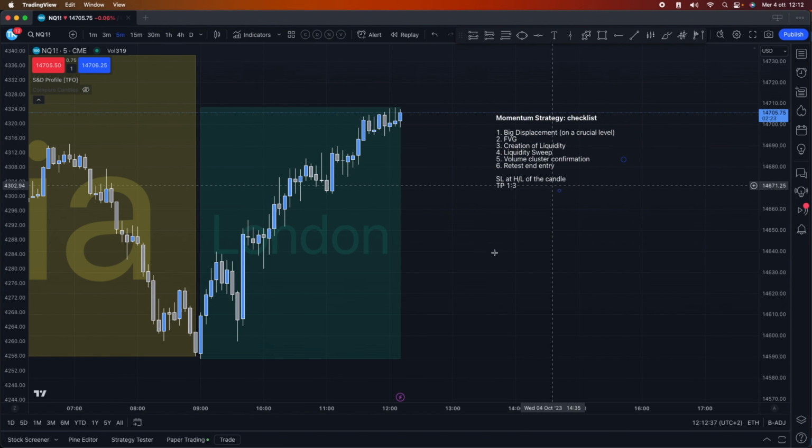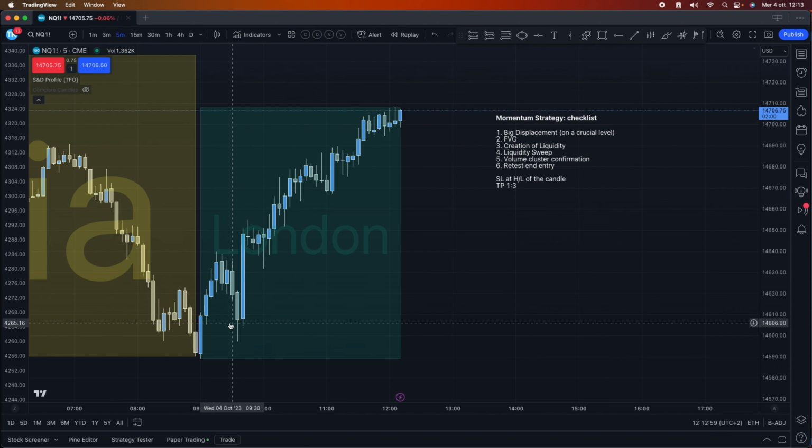You have to wait for a very important level. You have to see a big reaction of the price. So this is a displacement. This displacement, point number two, must create a fair value gap. So what is a fair value gap? It is a market imbalance. It shows you a lack of volume, or vice versa, a huge participation of volumes.